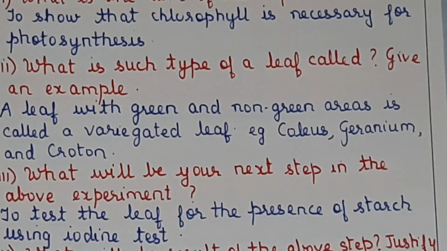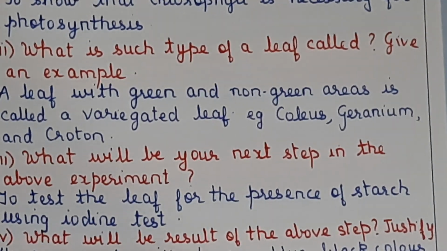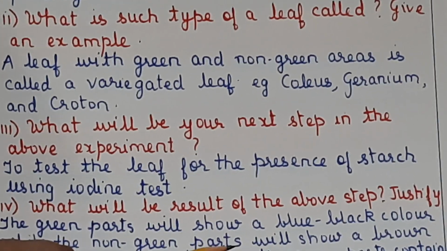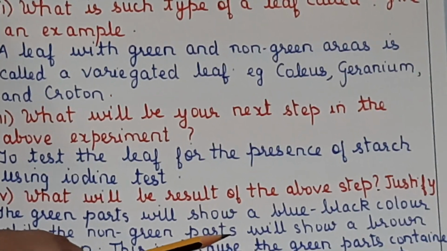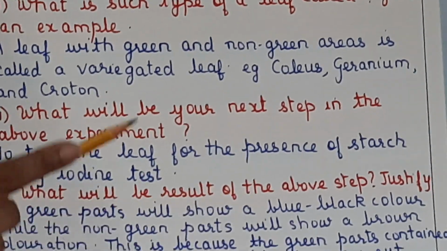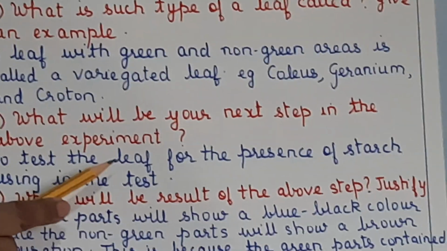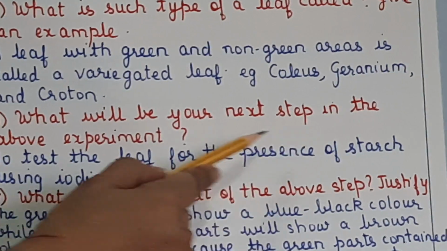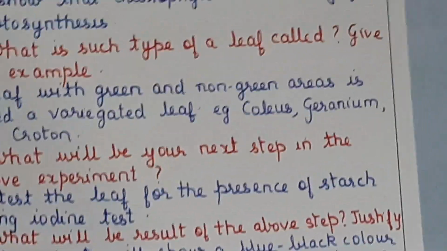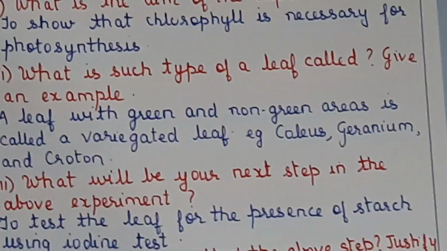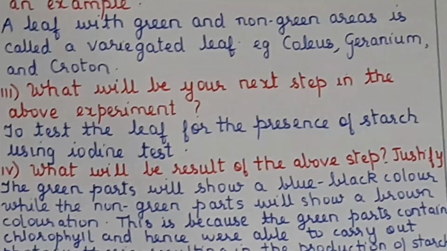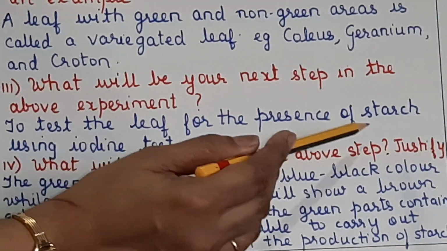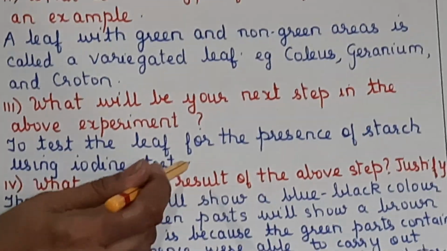Now what will be your next step in this particular experiment? The next step will be to test the leaf for the presence of starch. And how will you do that? Using the iodine test, right? Now sometimes in this question they will also ask you what is your next step and give the details of that step. Details of the step means you have to explain in detail the iodine test, those 4 points which I just explained. Here they have not asked, so you can just say to test the leaf for the presence of starch using the iodine test.